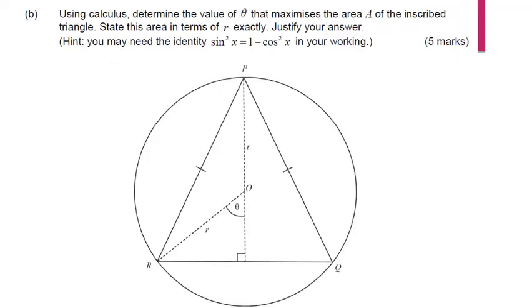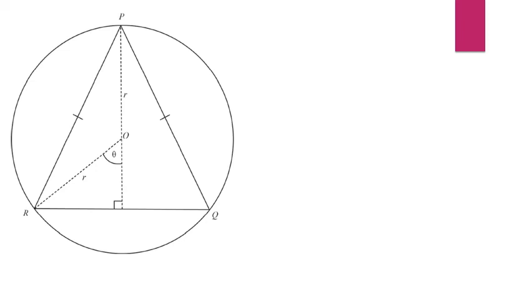In part B of the question, candidates were required to maximize the area. And to add a little bit to the complexity of the question, students were also required to use this hint. You may pause the video to read question B. For this part, it's going to be a little bit long and it requires you to do some differentiation. Now remember, this is a calculator-free paper, so no calculators to help you.